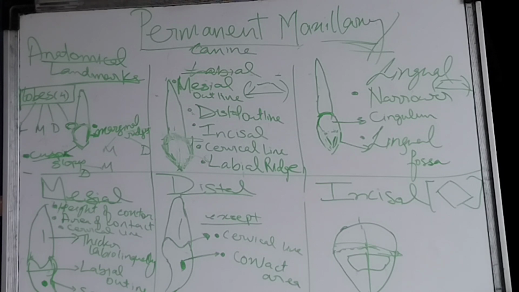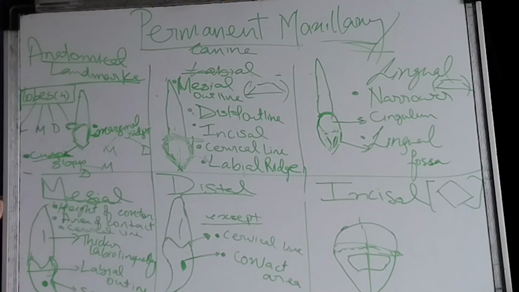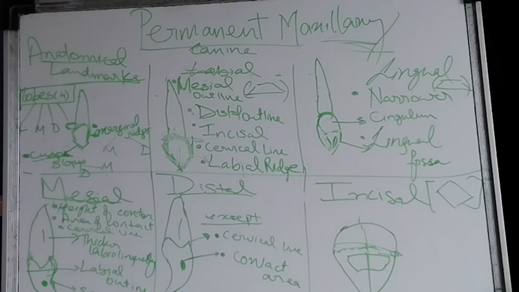Now, coming to the mesial aspect. I hope it's clear till now, whatever we have discussed. Coming to the mesial aspect, first let's discuss the labial outline. So what is this labial outline? It is more convex. Why is it so convex? Because there's a labial lobe present over here. That is why the labial outline is more convex.